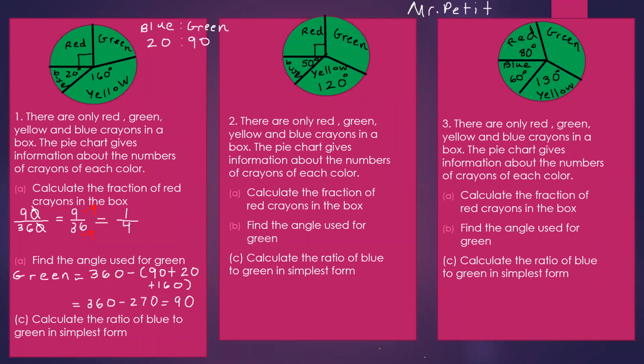Rashad, are you saying something? For number 3, it was supposed to be green or... Which one? A, B, or C? A. Calculate the fractions of red crayons. Red. That's correct.